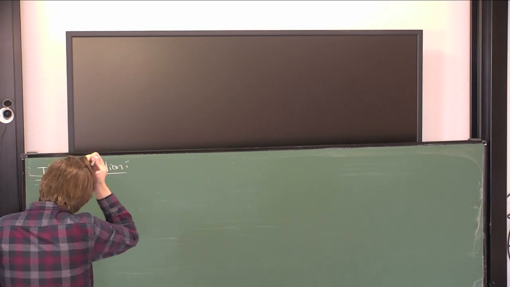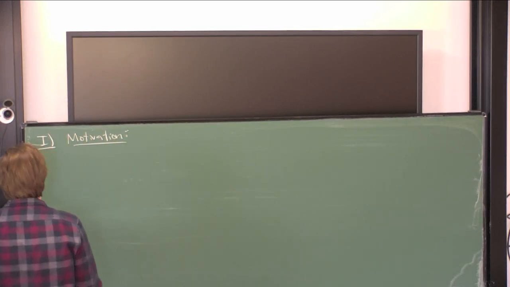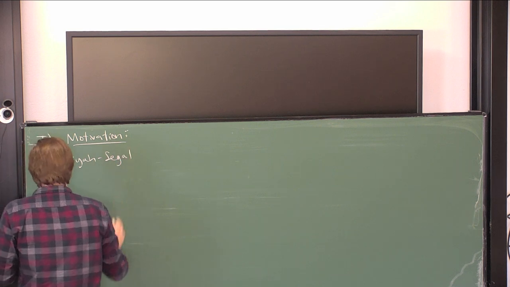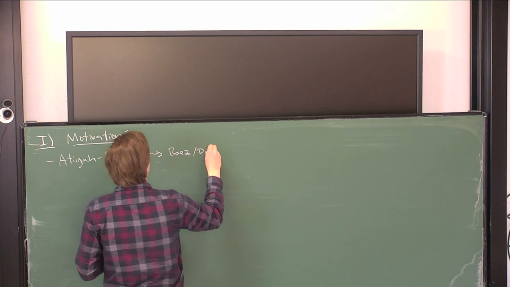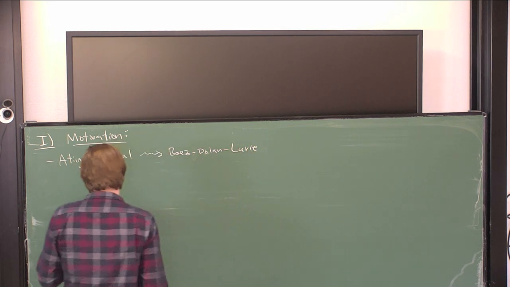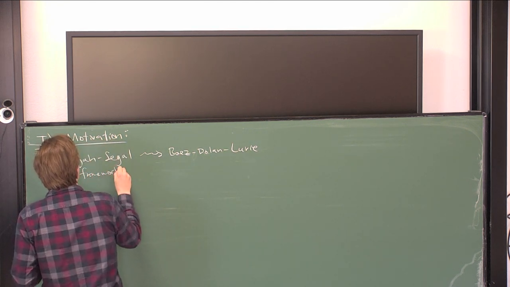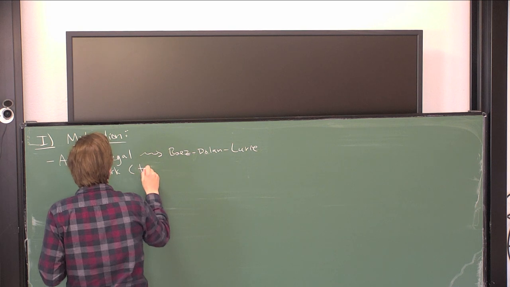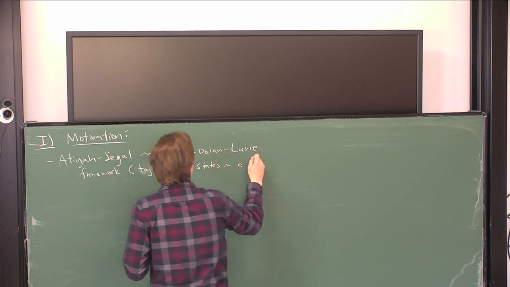Okay, so I want to give sort of three motivations for the cobordism hypothesis and extended TQFT. The most historical one was Atiyah-Segal, and then Dijkgraaf-Witten and Lurie's framework, which I'll recall in a moment. So this was a sort of toy model for states in QFT.